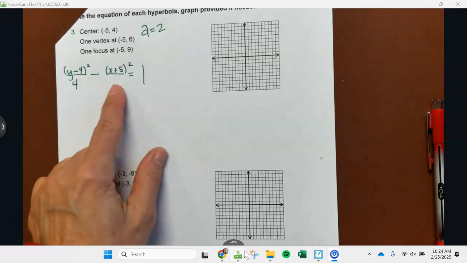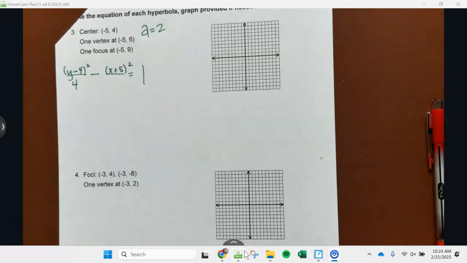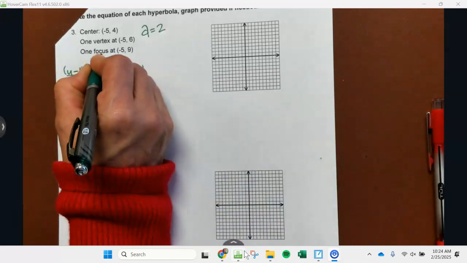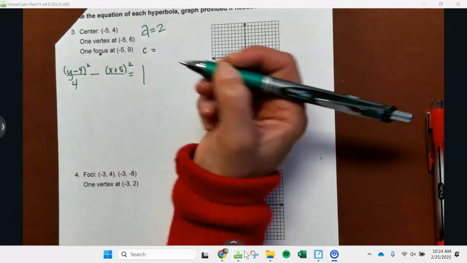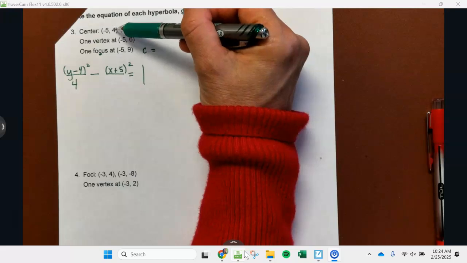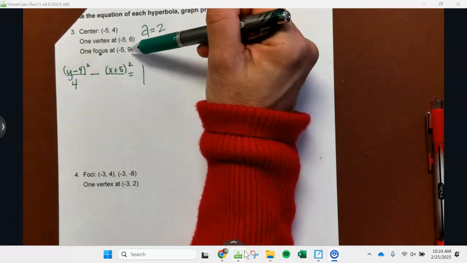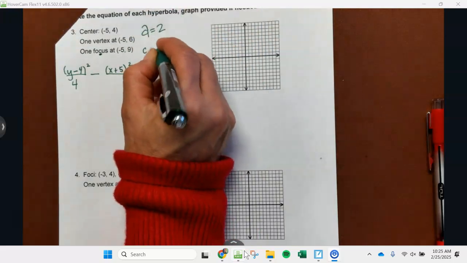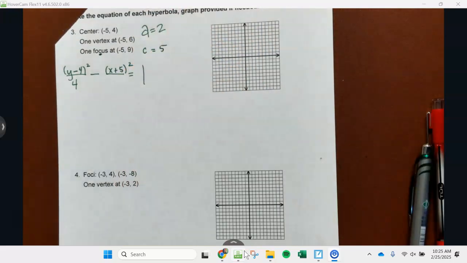All right, we need the other denominator, which is b squared. We have a focus. Remember, a focus is a c value from the center. And remember, the c value was at 4. This is way up here at a 9. So a +4 to a 9, the c value is 5. That didn't really give me the b value.